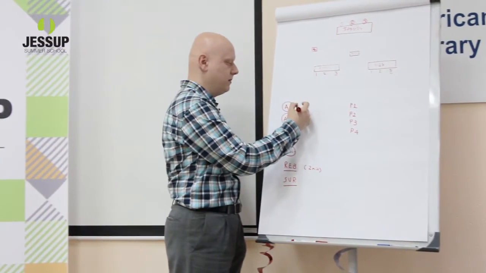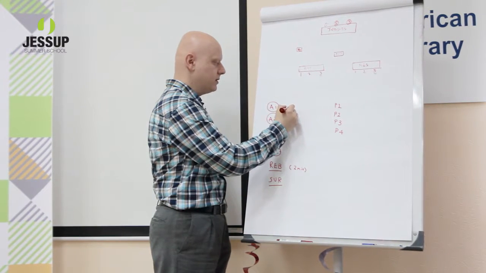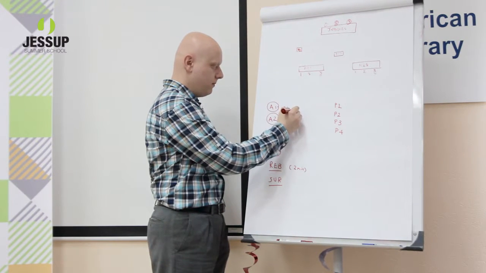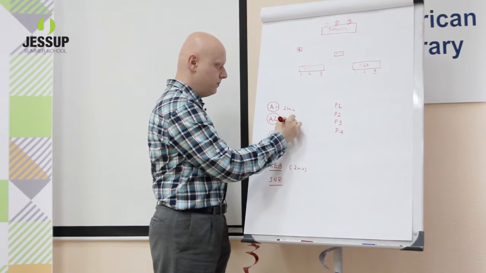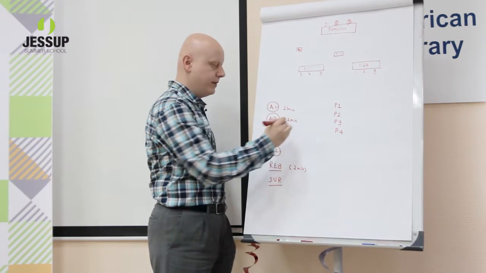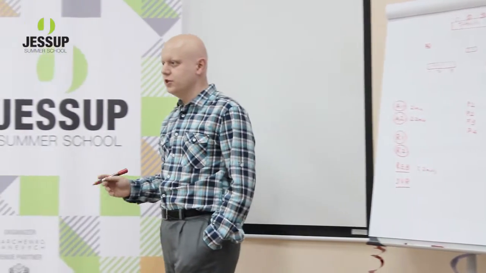So let's say applicant 1 gets 21 minutes. Applicant 2 gets 22 minutes. Just as a random number.